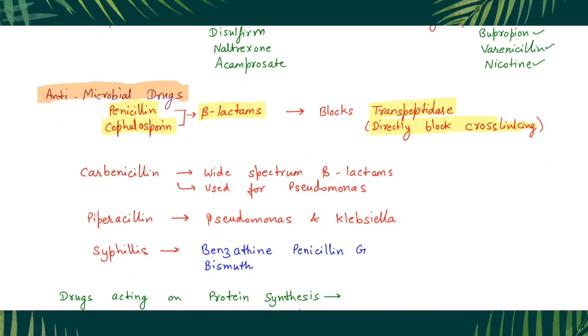Next up is carbenicillin. Carbenicillin is a wide-spectrum beta-lactam, and it is used mainly for pseudomonas infection. So carbenicillin, we know, is the drug of choice for pseudomonas.